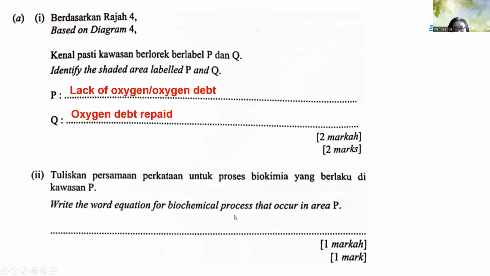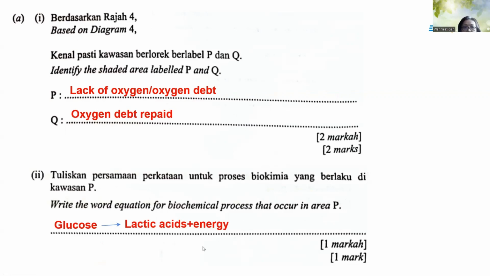Now, write the equation for the biochemical process that occurs in area P. Area P is a process in which there is no oxygen, so no oxygen is supplied to the cell. So the cell will break down glucose without oxygen. It will form lactic acid and energy.